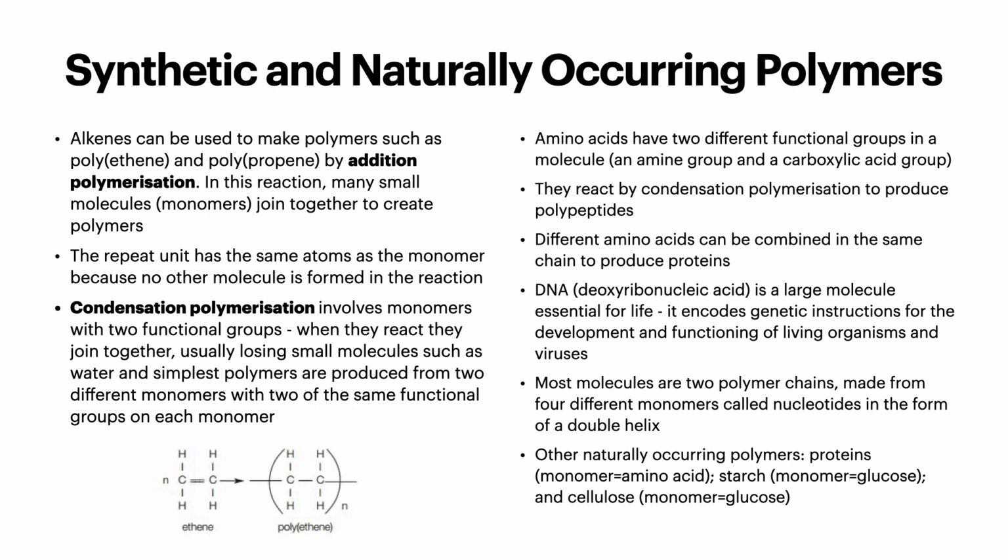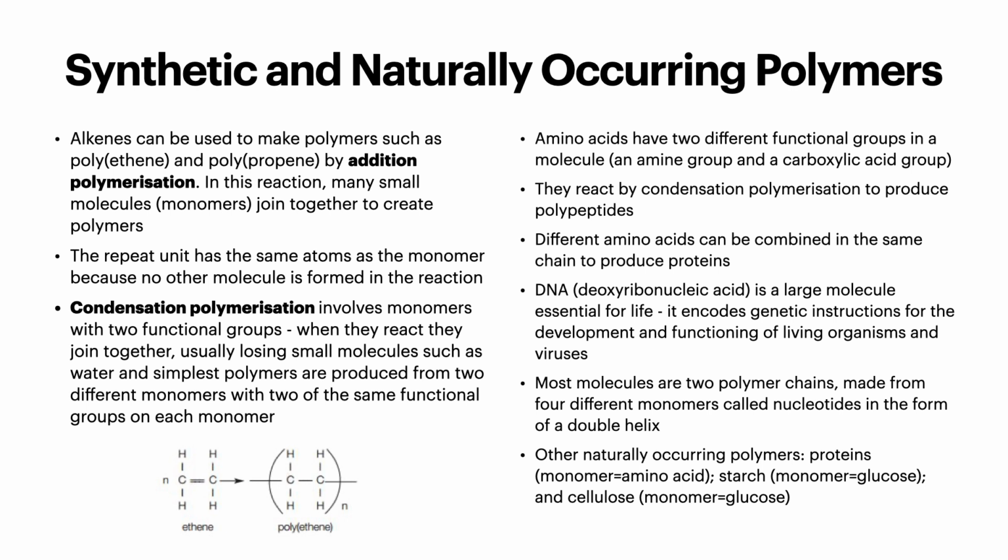Then we've also got condensation polymerization. This involves monomers with 2 functional groups. When they react, they join together, usually losing small molecules such as water, and the simplest polymers are produced from 2 different monomers with 2 of the same functional groups on each monomer. So you can see in the little diagram at the bottom how ethene has turned into polyethene. And this is the way you want to be drawing it. So make sure you definitely have these lines leaving the C through the bracket and also the little n in the corner. And then you've got amino acids.